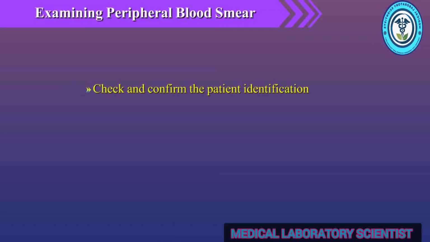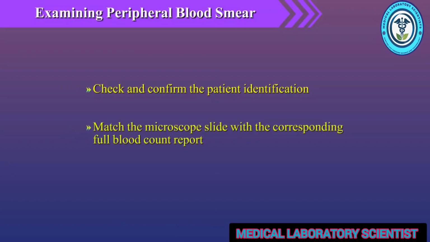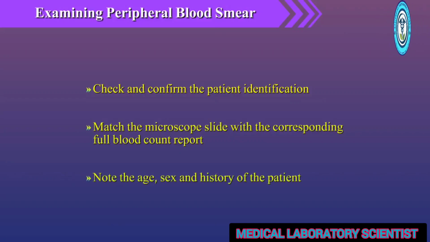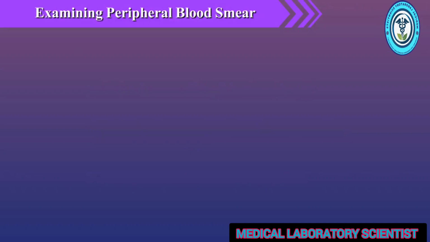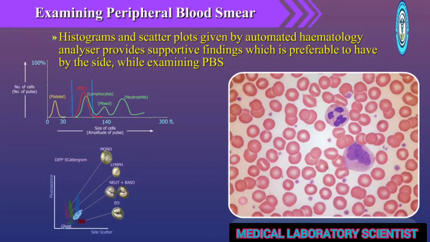Check and confirm the patient identification and match the microscope slide with the corresponding full blood count report. It is important to note the age, sex, and history of the patient since the blood film cannot be interpreted without this information. Histograms and scatter plots given by the automated hematology analyzer provide supportive findings, which is preferable to have by the side while examining the peripheral blood smear.